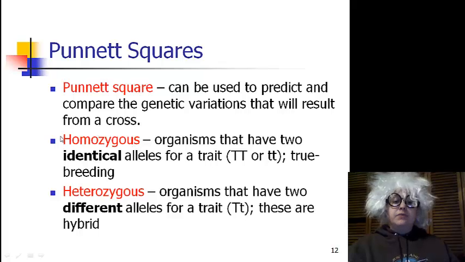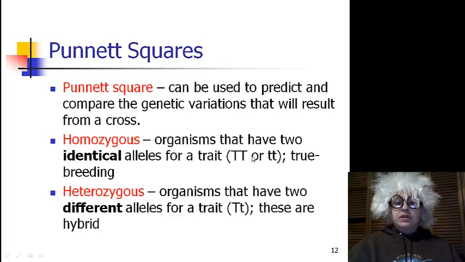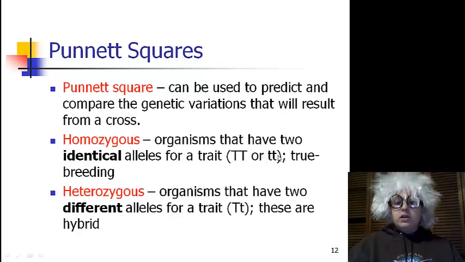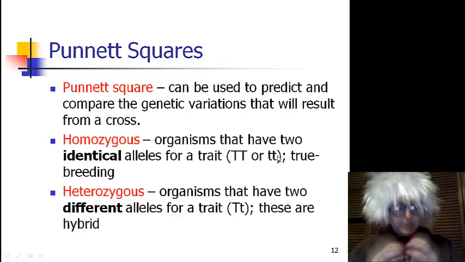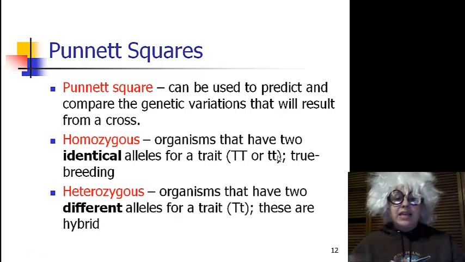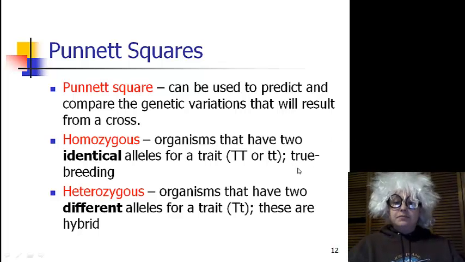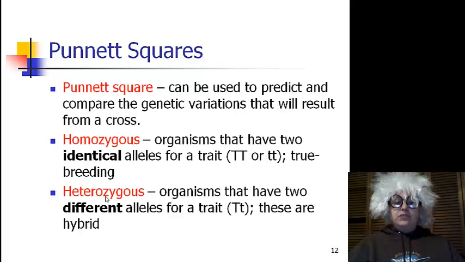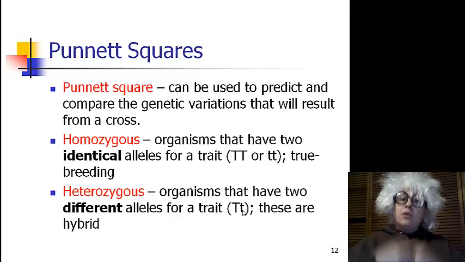Homozygous versus heterozygous. Well, we know homo means the same. So these are organisms that have two identical alleles, such as big T, big T, or little t, little t. They're the same, so they're going to be homozygous, or true breeding. Heterozygous, hetero means different. So this is going to have different alleles, so big T, little t. These are also known as hybrids, because they're a combo of the two.